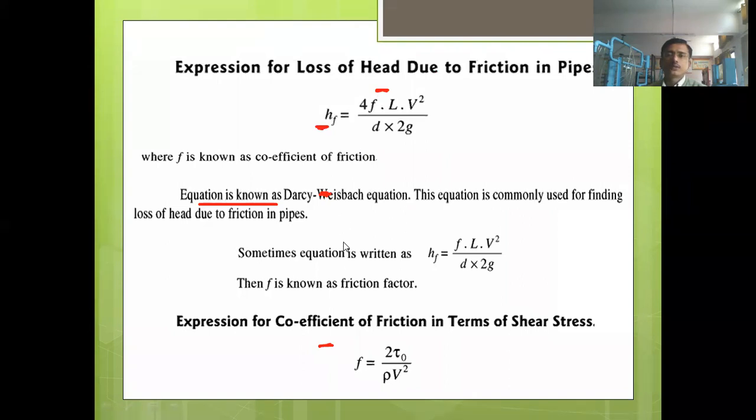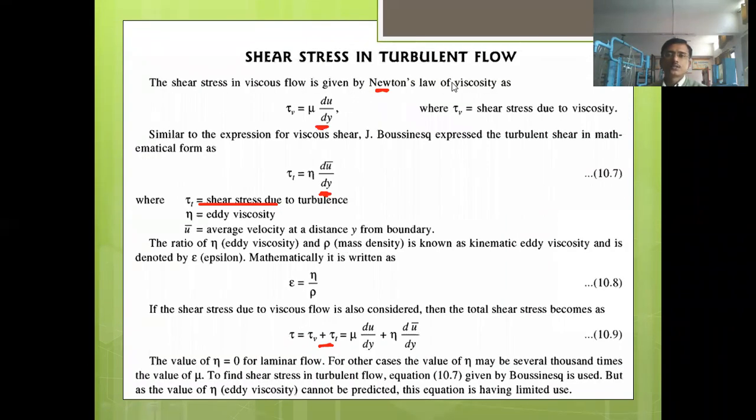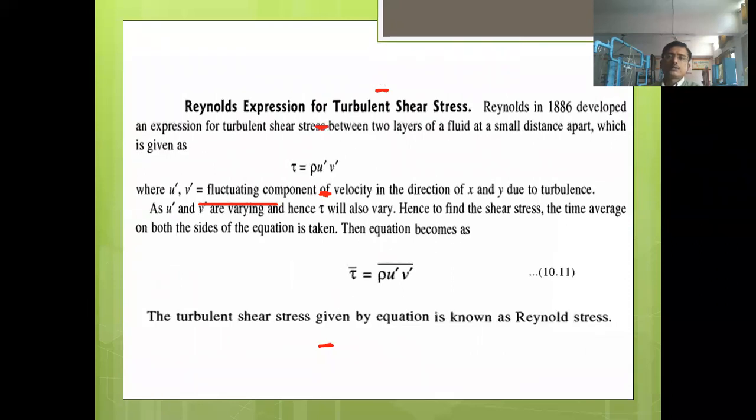We will see this afterwards, leave this for now. Shear stress in turbulent flow. Write down the title: shear stress in turbulent flow. Then the expression: Reynolds expression for turbulent shear stress. Write down the title: Reynolds expression for turbulent shear stress.